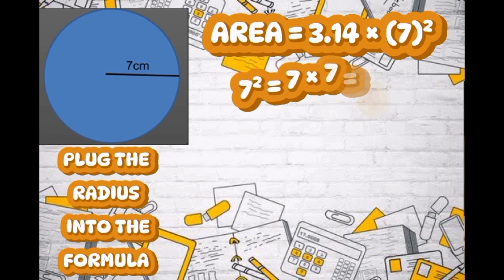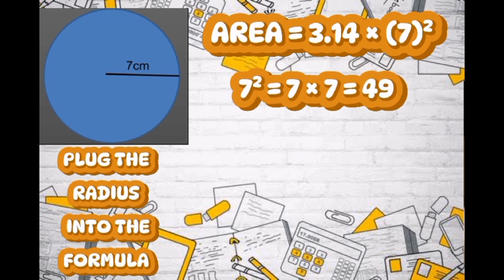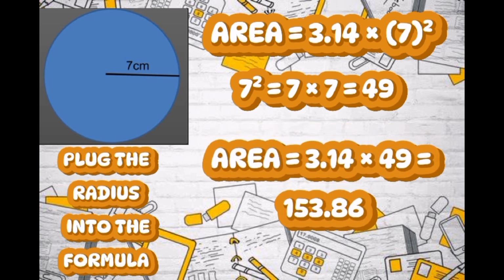So 7 squared equals 7 times 7, which is 49. Now, after solving the exponent, the formula becomes area equals 3.14 times 49. The next step is we have to multiply these two. So, 3.14 times 49 equals 153.86. So, our final answer is 153.86. That's all. Thank you.